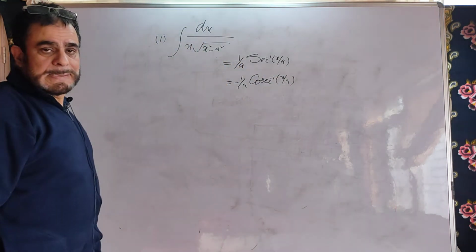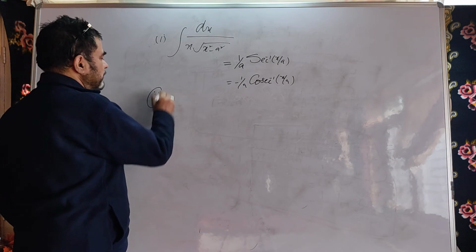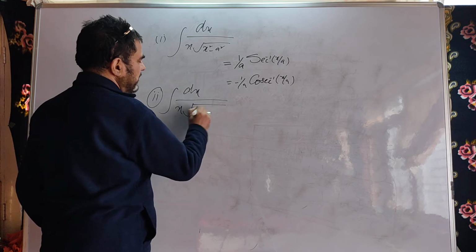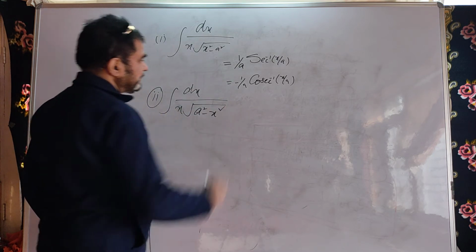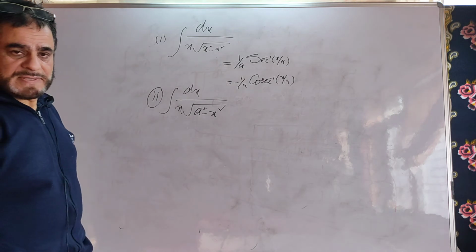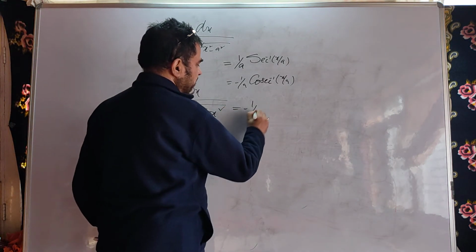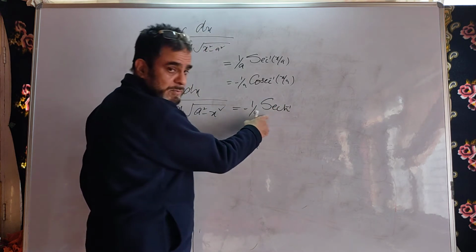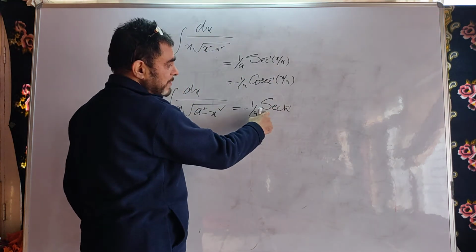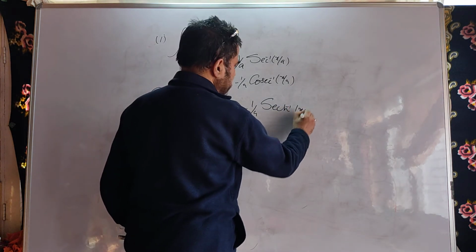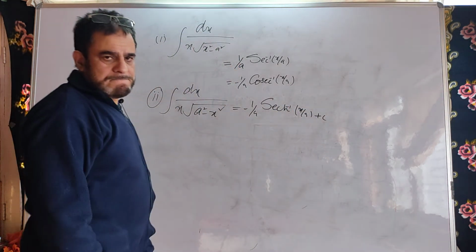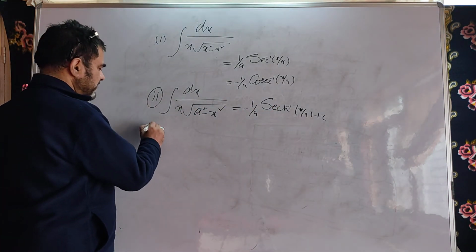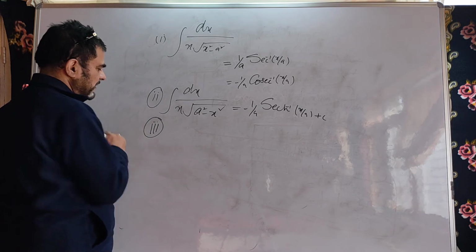If it is now like this, integral of dx by x under root of a square minus x square. What is this? It is minus 1 by a secant inverse hyperbolic x by a plus c. Here it is not hyperbolic, but here it is hyperbolic. You can later on convert this also into log. Now the last is the third.